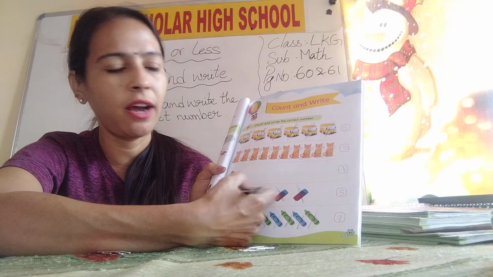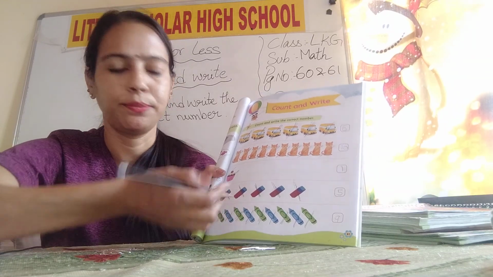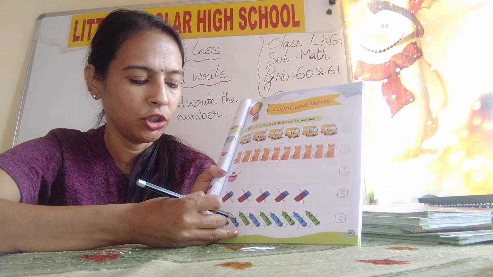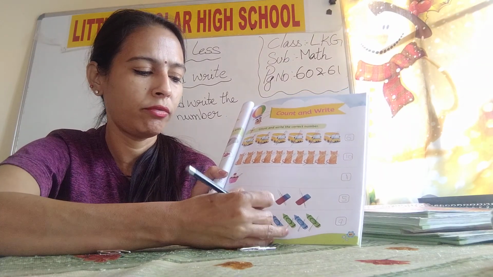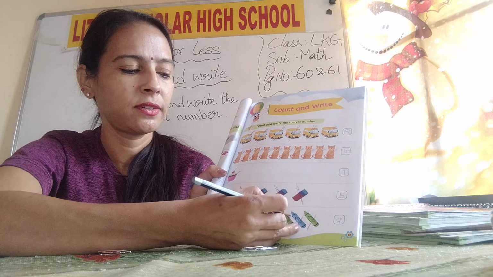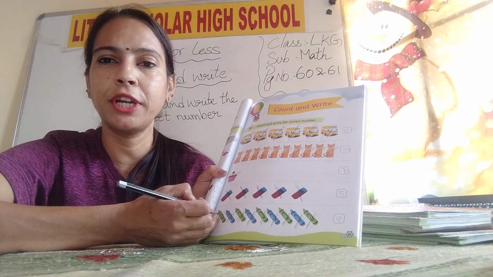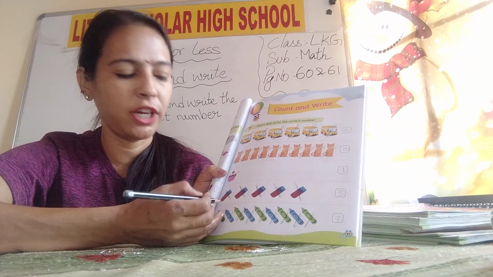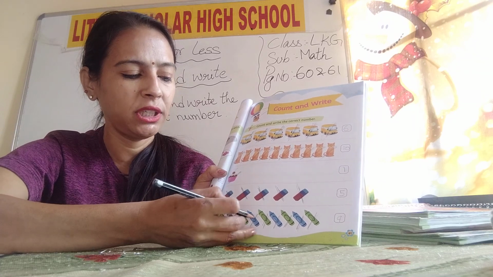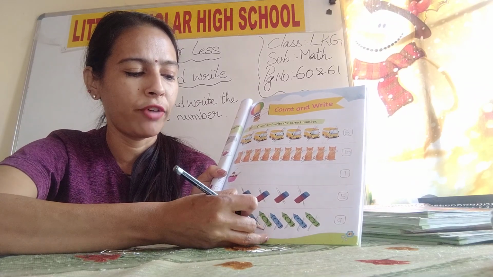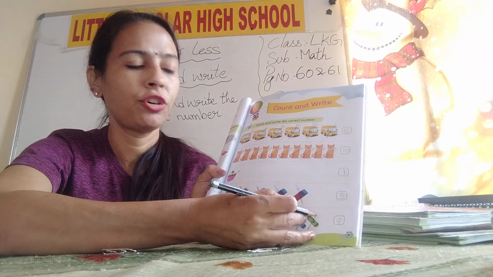5 erasers. There are 5 erasers. Now, how many crayons are there? 1, 2, 3, 4, 5, 6, 7, 8, 9. How many crayons are there? 9 crayons. Again, 1, 2, 3, 4, 5, 6, 7, 8, 9.